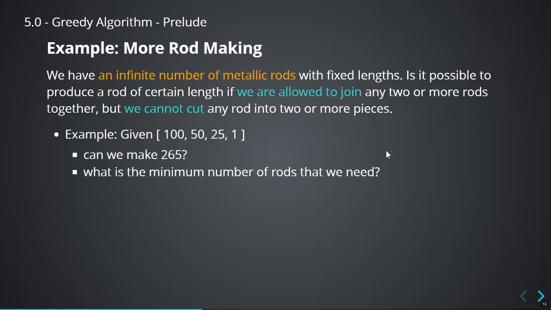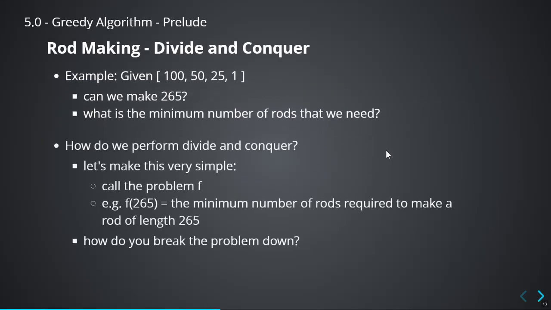Actually, this is going to be an optimization problem. So not only do I ask you, can you make 265, I'm going to ask you, what is the minimum number of rods that you need to make 265? Let's just start by divide and conquer. Let's talk about all the different techniques that we've learned. Like I mentioned at the start, we're going to try everything. Let's make it very simple. Let's say that I call this problem F. So F(265) is going to give me the minimum number of rods required to make a rod of length 265. That's what F means.